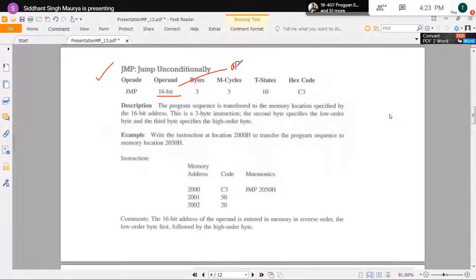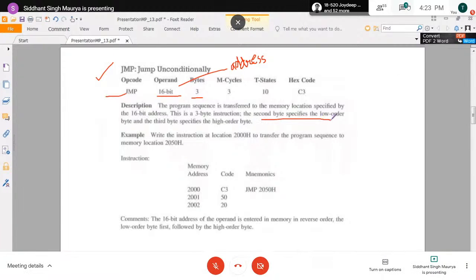And an address, you know, is always 16 bits. That's why it is 3 bytes. One byte will be for the opcode, and 2 bytes will be for the operand, that is the 16-bit address. What does the description say? The program sequence is transferred to the memory location specified by the 16-bit address. This is a 3-byte instruction. The second byte specifies the lower order, as we will see, and the third byte specifies the higher order.